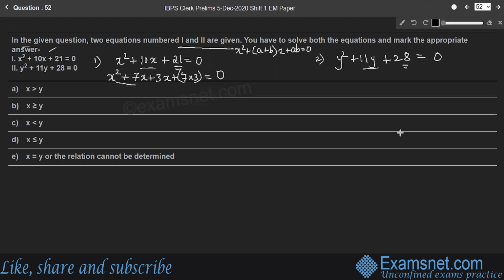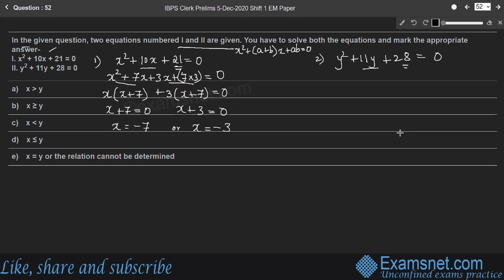So take the first two terms, x is common here, x into (x plus 7), plus 3 is common here, (x plus 7) is equal to 0. Therefore, x plus 7 is equal to 0 or x plus 3 is equal to 0. Therefore, x is equal to minus 7 or x is equal to minus 3.